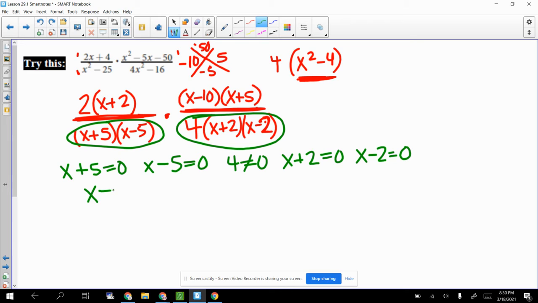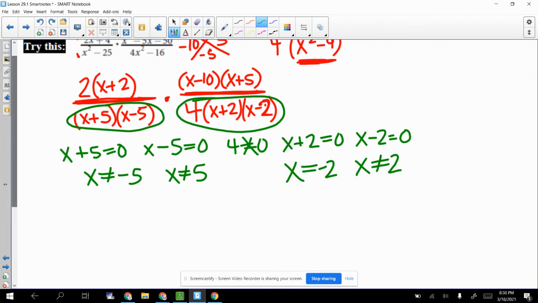Okay, so this is going to be x cannot equal negative 5 when we subtract that 5 over. This one's going to be x cannot equal positive 5 when we add the 5 over. Again, that's nothing. This is going to be x equals negative 2 when we subtract that 2 over. And this is going to be x cannot equal positive 2 when we add that 2 over. Okay, so there's all of your restrictions.